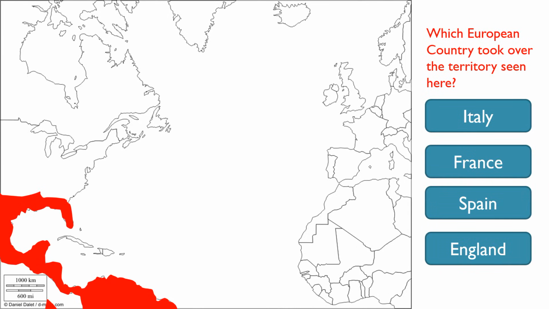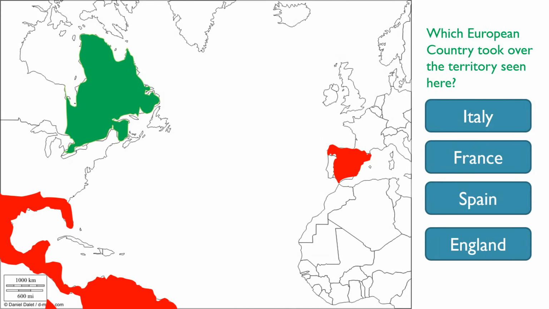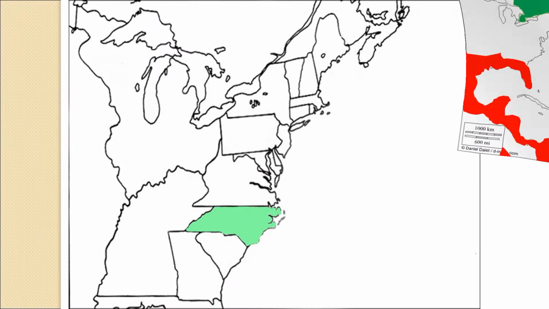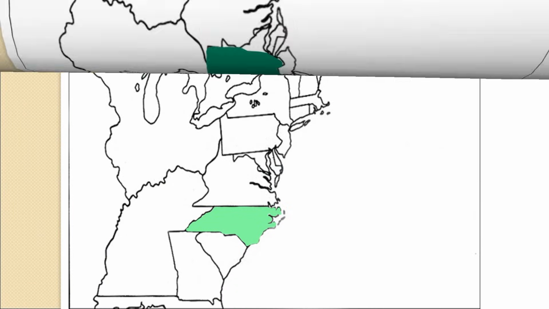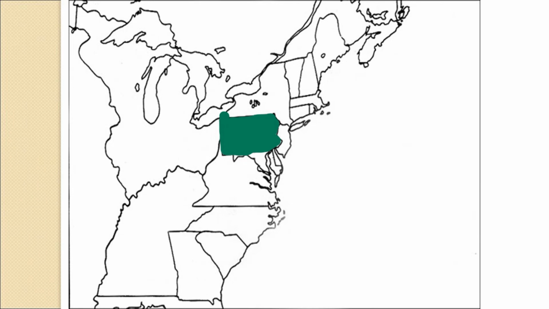So we have here down in the red, what European country controls this territory? And then up here in the green, what European country controls that territory? And then getting to the 13 colonies, which colony is this? And which colony do we see here? And which colony do we see here?